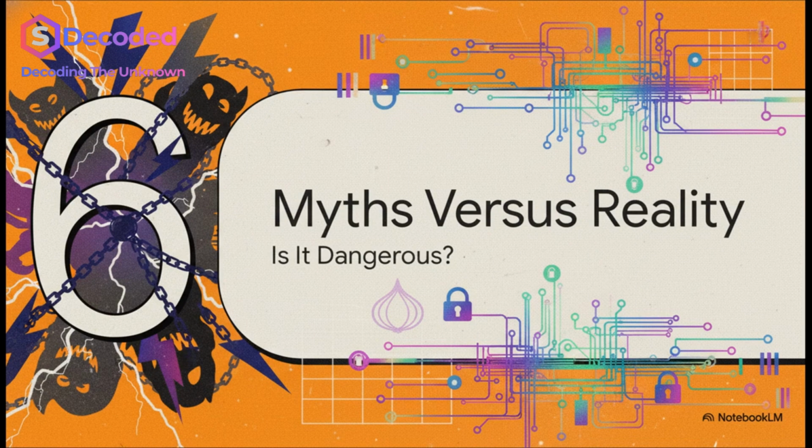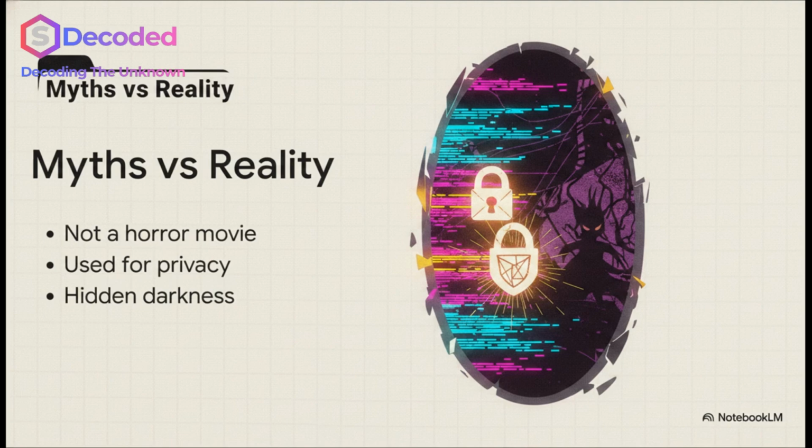Section 6, Myths versus Reality. Is it really dangerous? Okay, let's take a step back and balance our perspective. It's time to separate the sensationalized Hollywood horror movie myths from the stark, objective reality. Let's just look at the facts. It's not a horror movie. At its absolute core, it is simply a piece of technology. It's a hidden tool. Its most defining and powerful feature is total anonymity. Ultimately, the dark web is really just a mirror of human intention. It's used by some people as an absolutely essential shield for privacy and safety in a dangerous world, and unfortunately, it's used by others to hide their absolute darkest, most destructive impulses.